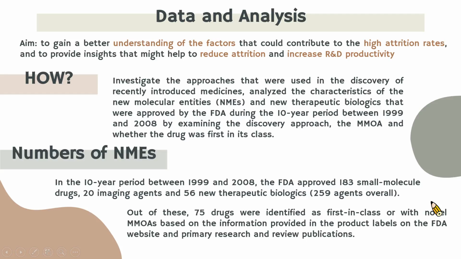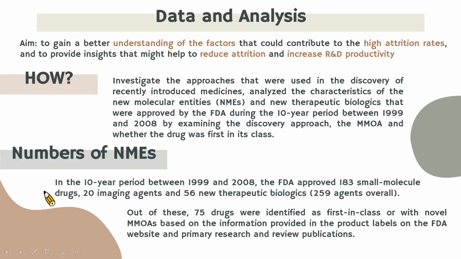So, the main purpose of this paper is to gain a better understanding of the factors that could contribute to the high attrition rates and to provide insight that might help to reduce this attrition and increase R&D productivity. So, how did they do the analysis? They investigated the approaches that were used in the discovery of medicines, and analyzed the characteristics of the new molecular entities, or NMEs, and new therapeutic biologics that were approved by the FDA during the 10-year period between 1999 and 2008, by examining the discovery approach, the MMOA, and whether the drug was first in its class.